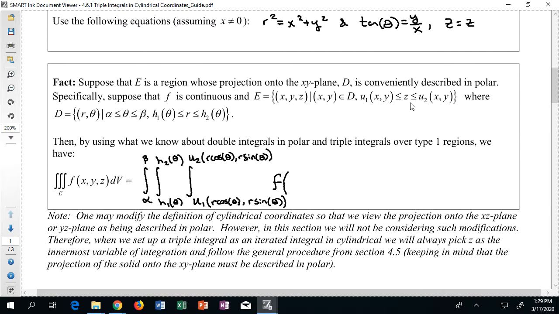Now I'm still going to have to write out the function, but again, in place of x, I'm going to put my r cosine theta. In place of y, I'm going to put my r sine theta. But in place of z, I still just get to put z. And then I get to put the order of my differentials.